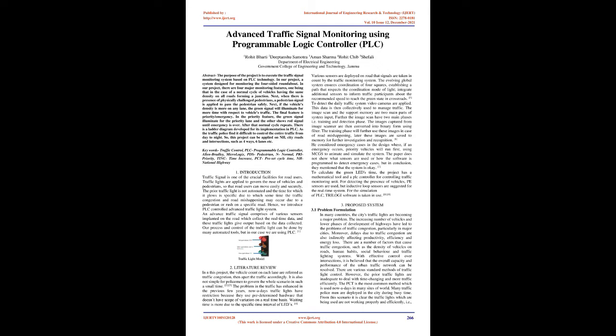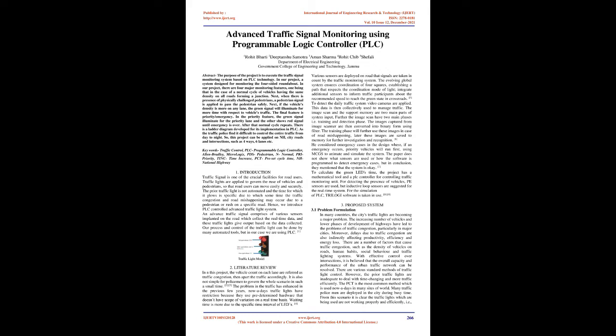An advanced traffic signal comprises various sensors implanted on the road which collect real-time data, and these traffic lights give output based on the data collected. The process and control of the traffic light can be done by many automated tools, but in our case we are using PLC. Figure 1. Traffic light model.